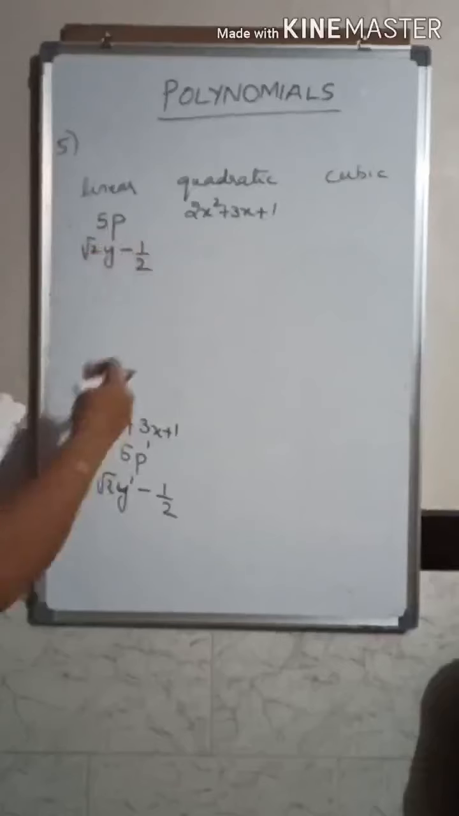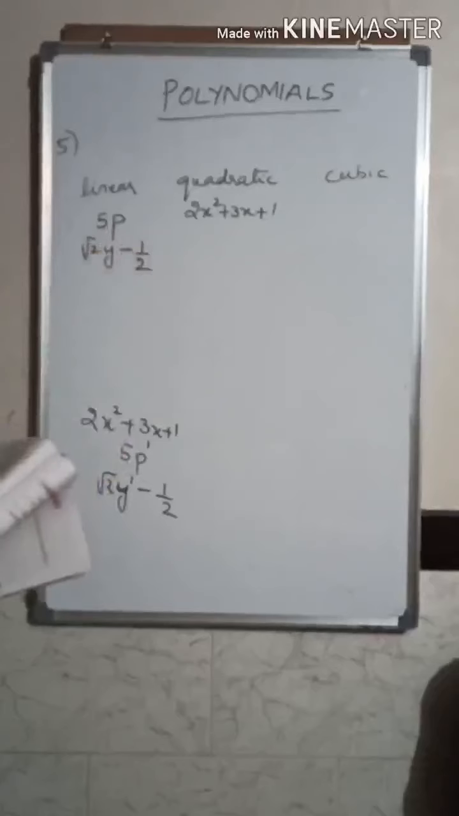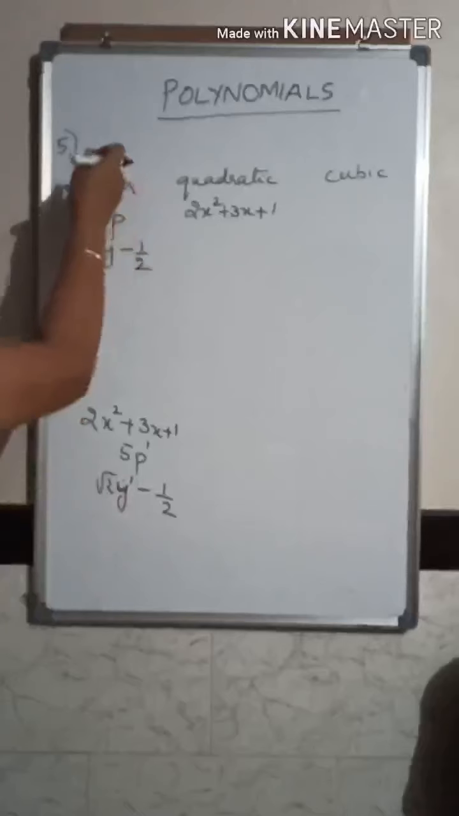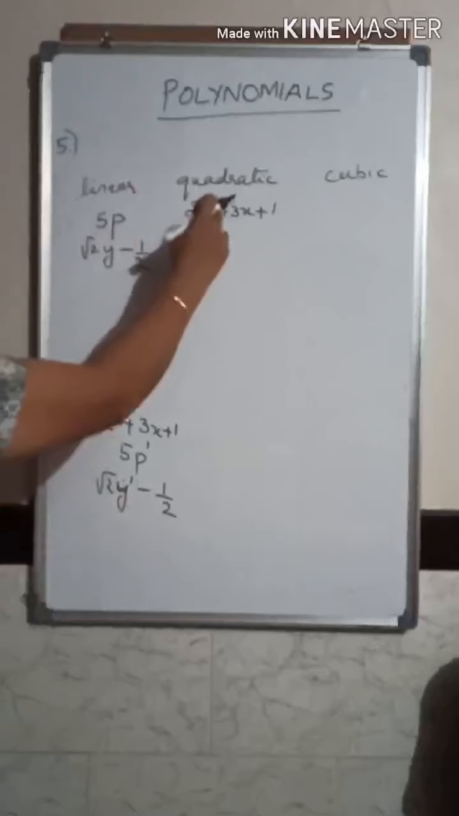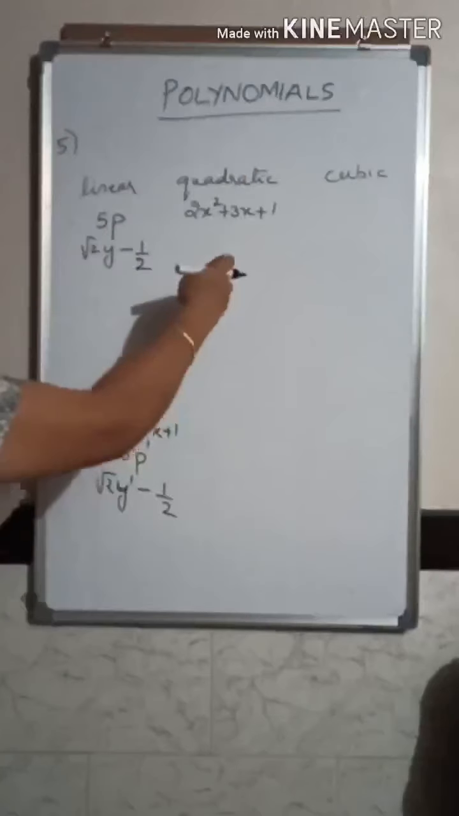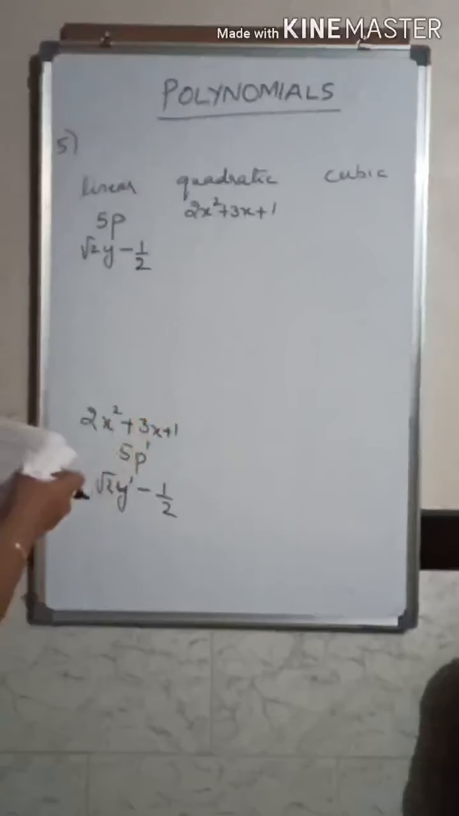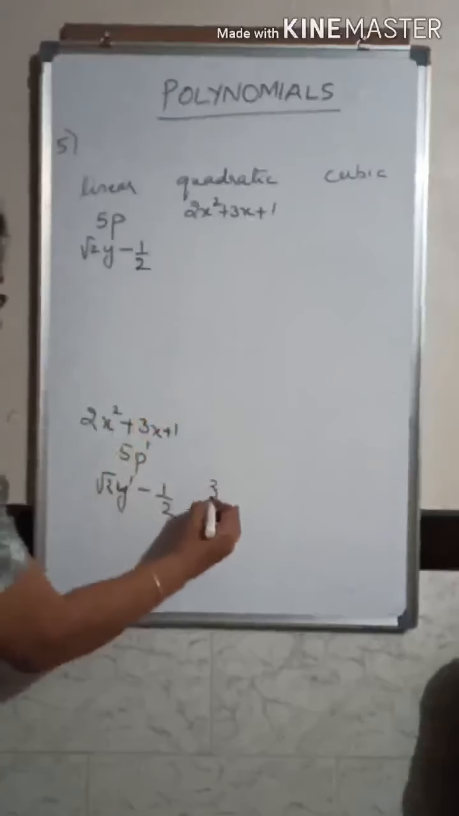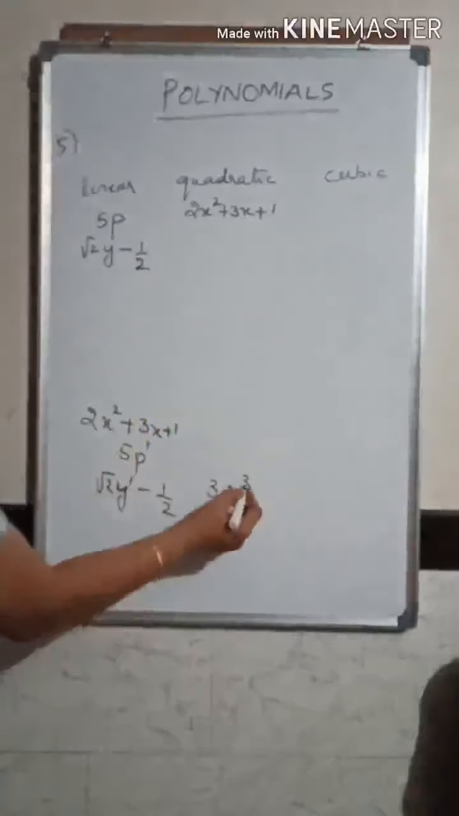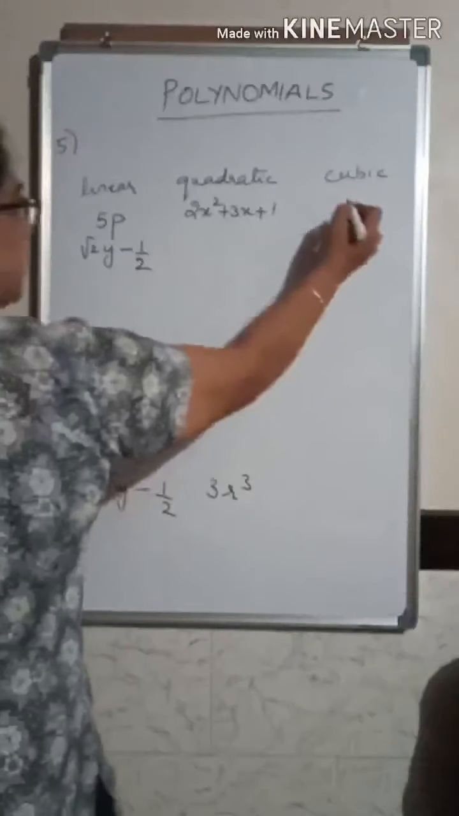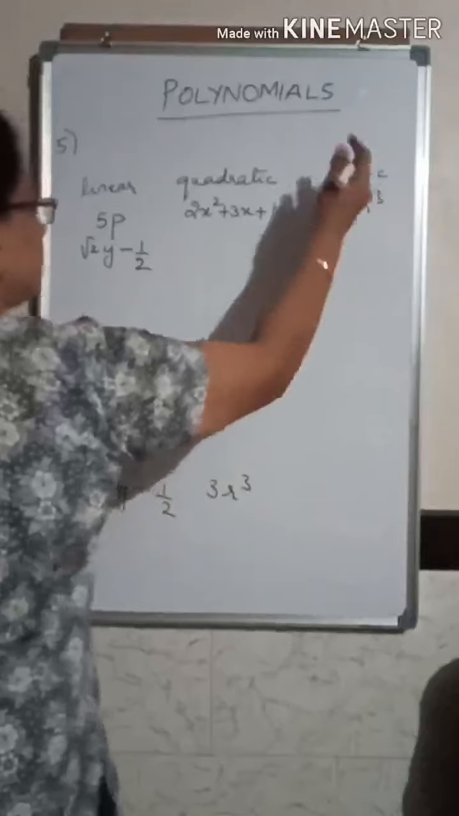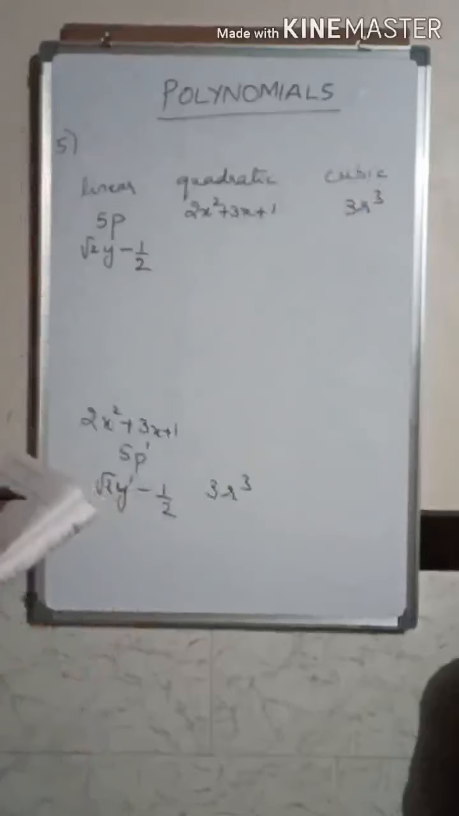So like this you have to go and classify all the polynomials and write them under the group they belong to. Only keep in mind, if the degree is 1, write it under linear column. If the highest degree is 2, write it under quadratic column. One more problem, 3r cube is given. So here the highest power is 3. So you have to write it under the cubic form. So like this you classify the given polynomials into linear, quadratic and cubic.